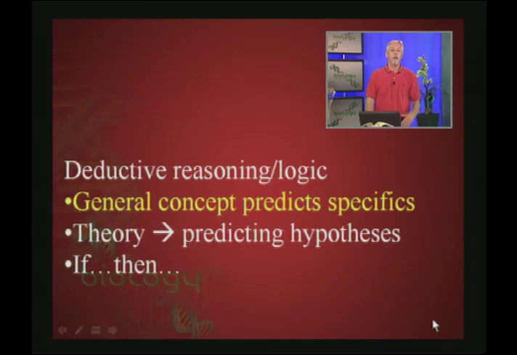And then deductive reasoning or logic, you take a general concept and make specific predictions. This is how we use theory to predict hypotheses, and generally this can be phrased as an if-then kind of statement. So if organisms are composed of cells and their products, then, even though I may never have looked at a banana leaf, if I look at a banana leaf, I would predict that it would be composed of cells. And I would find that to be true if I did so. So that would be deductive reasoning or logic.